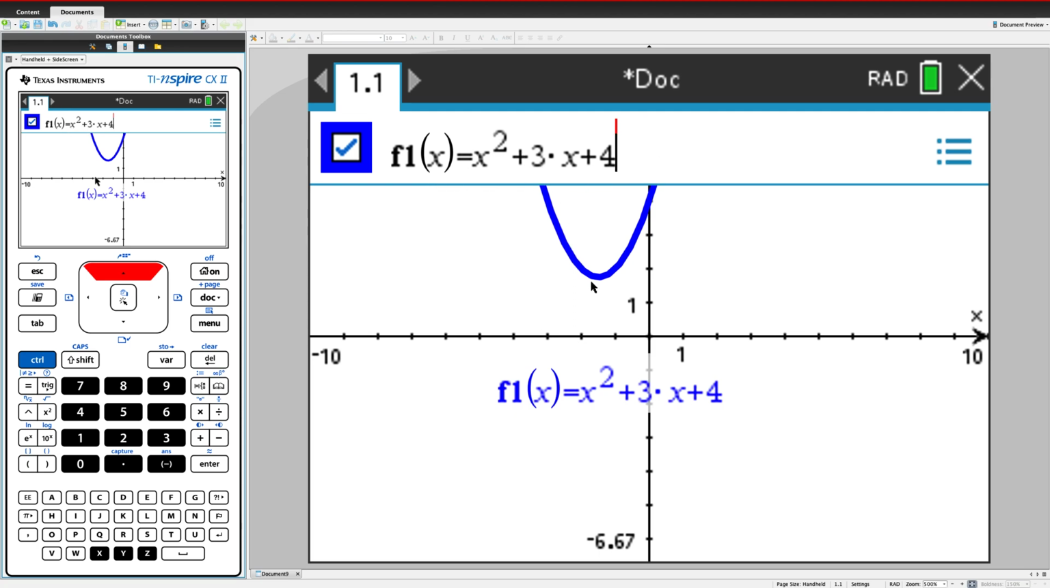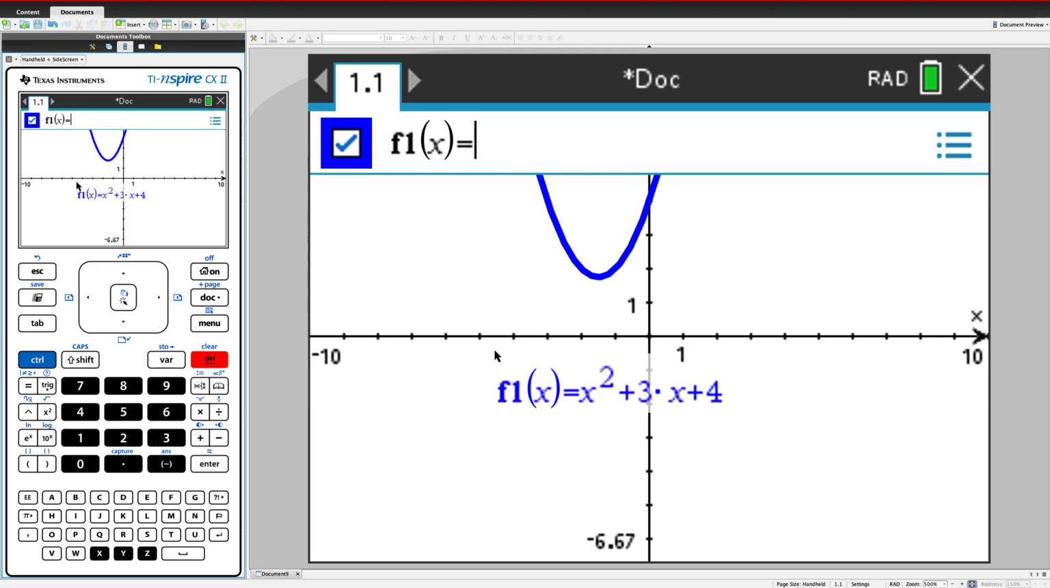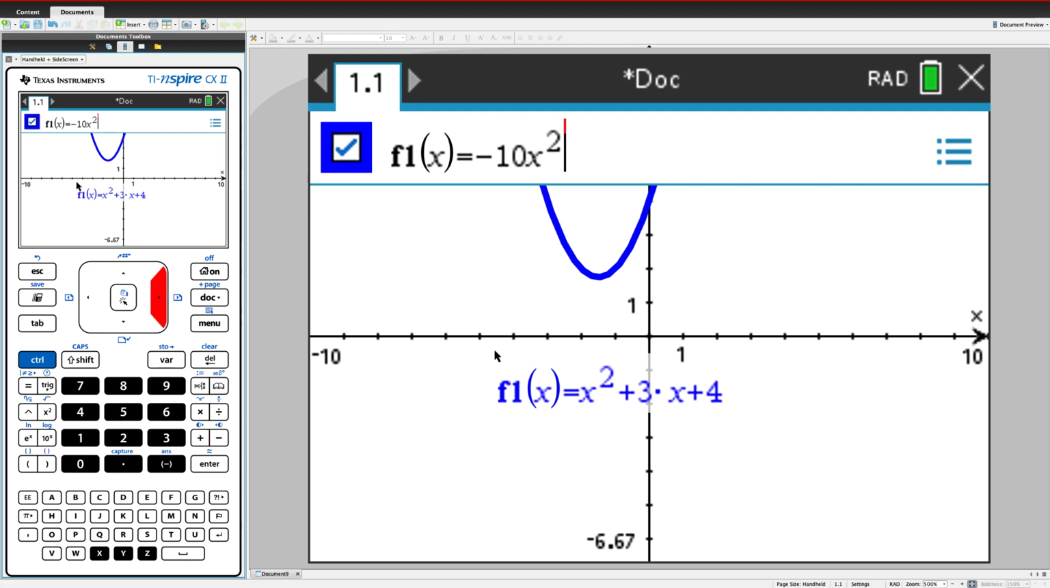I don't want to have two equations on there. It'll mess up your table. So make sure you replace this function with the new one. What is our example B equation? Negative 10 x squared minus 5, like that. Got it typed in right?